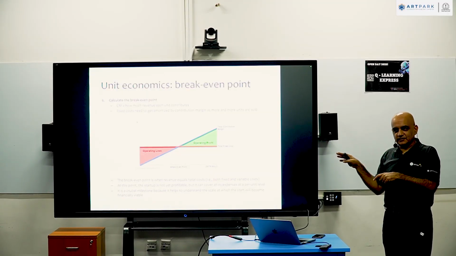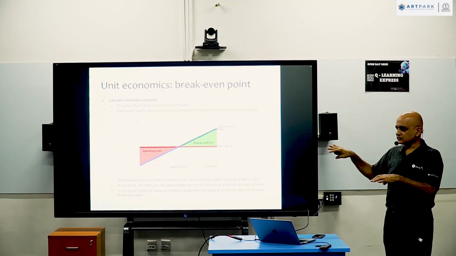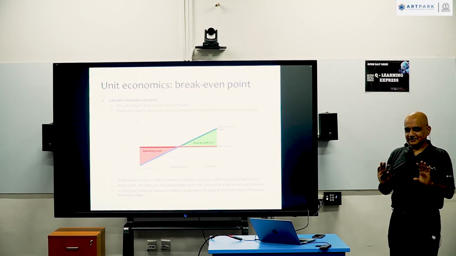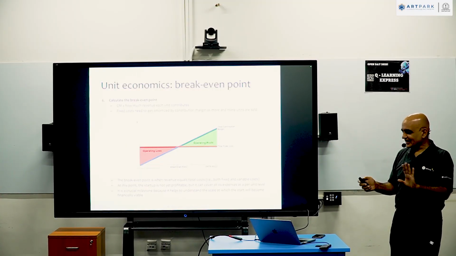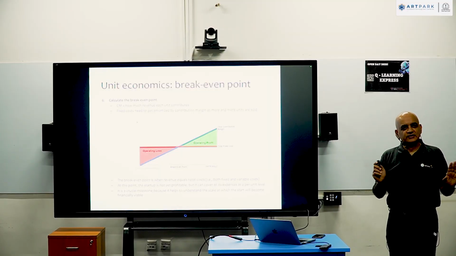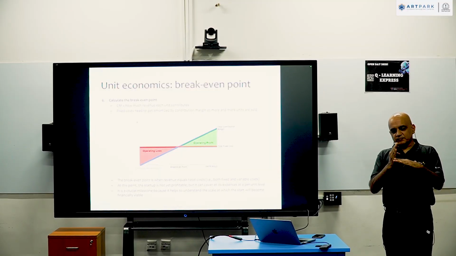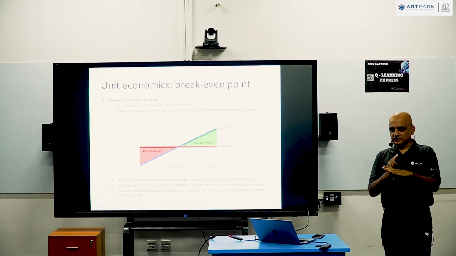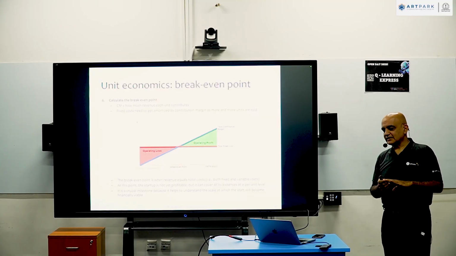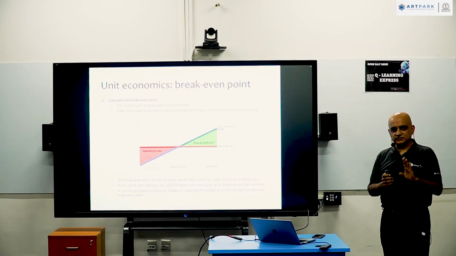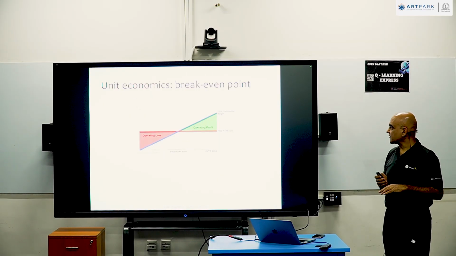So the pricing also indirectly plays a role in here, right? But I'll not complicate matters more by bringing it in. I'll leave it at that. Conceptually, it should be clear that up to a certain point, your companies will make a loss. After that point, they'll start making profits, right? So you need to figure out what that number is, what is that break-even point, right? So that's what we need to do.